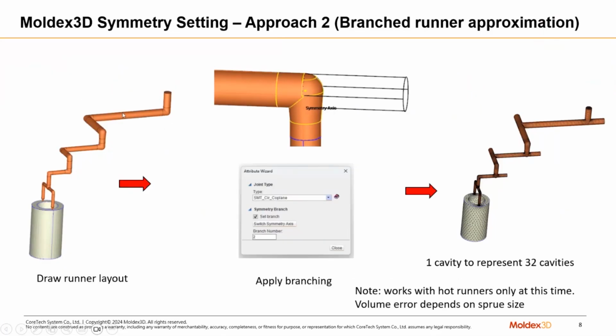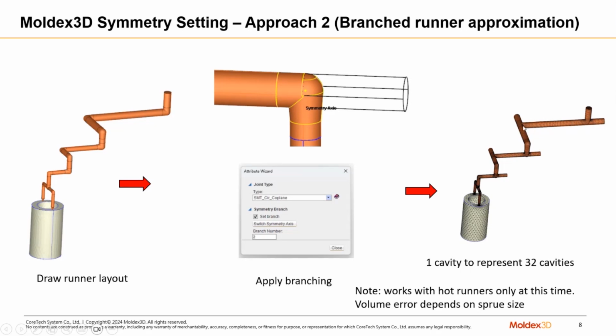So what I would do is draw the runner for that 1 cavity, right? And then I would use this attribute wizard to mark that, hey, there is a connection, there is a flow on the other side as well, right? So there is a branch that gets split here. I would mark this split, and this is how it would look. So material flows from here. Even though I have just designed this, once I define this symmetry axis, it knows that material is going to flow on this side as well.